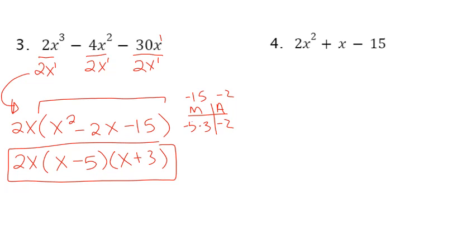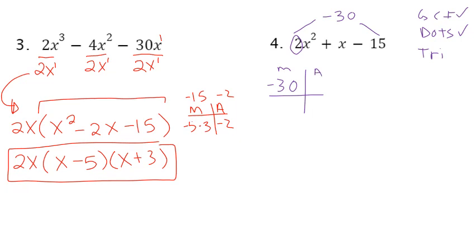And then finally, for this last example, if I go through my checklist, I don't have a GCF. I don't have a difference of 2 squares. So I'm going to end up factoring it like a trinomial, and the leading coefficient is bigger than 1. So this one is where we have to do a little bit more work. I'm going to find factors of -30 that add to 1.